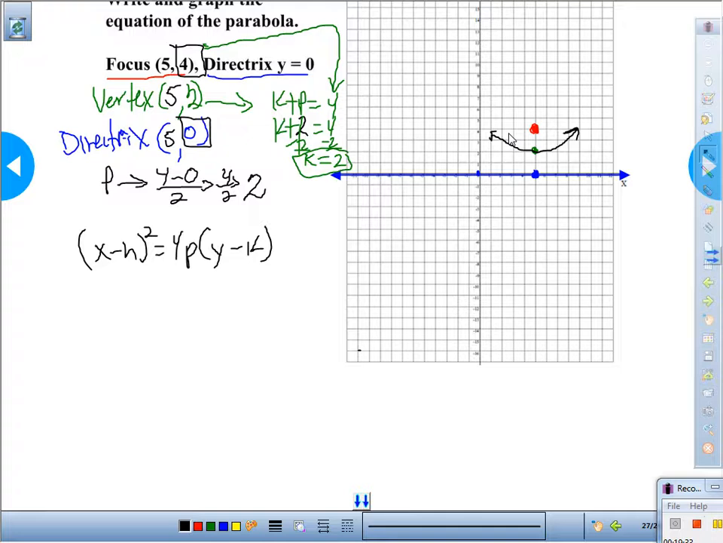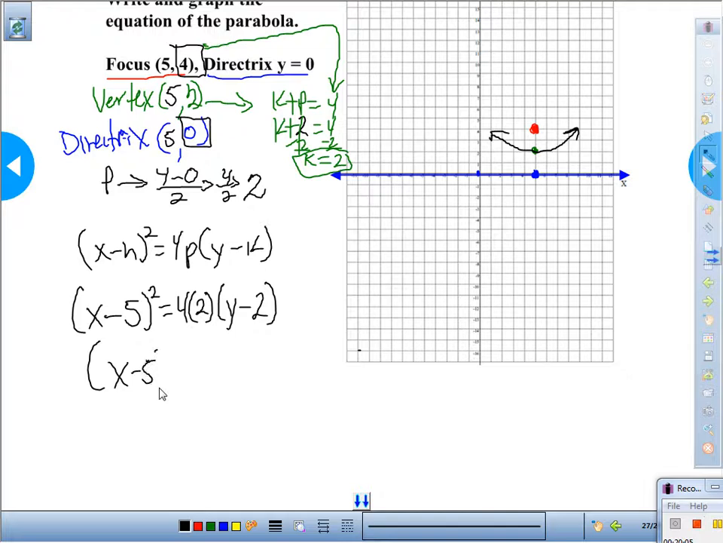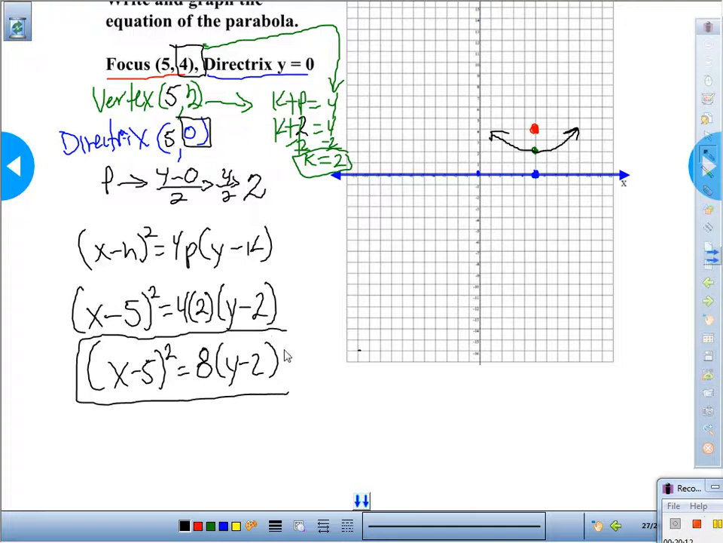All right. And what do we need to do at the end? Substitute values and simplify. Parentheses x minus, what is h? 5 squared equals 4 times p. What is p? 2. And y minus k, what is k? 2. So this is x minus 5 squared equals 8 times y minus 2. And this is our equation.